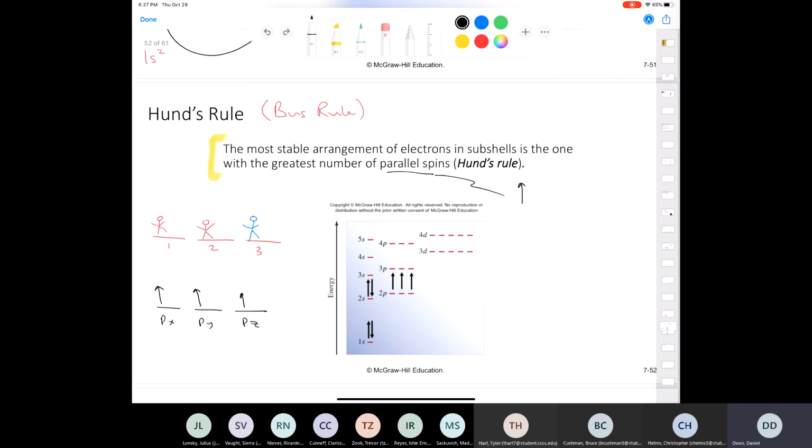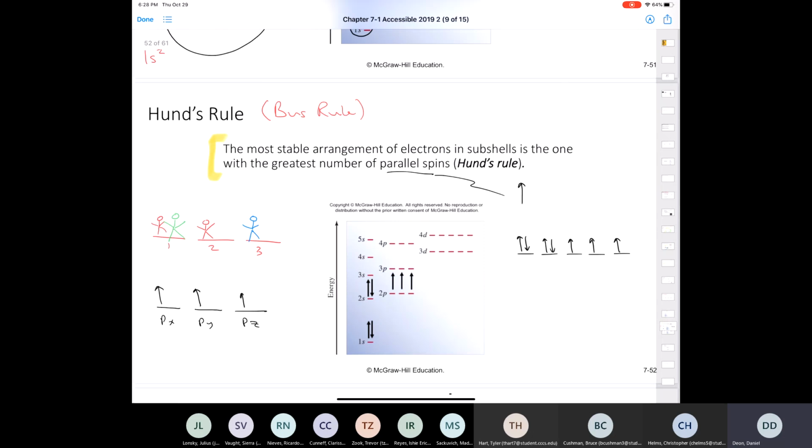So let's say you had 5 d orbitals. If you had 4 electrons, you always start like this: 1, 2, 3, 4. If you had a 5th electron, you'd put it here. That's the greatest number of parallel spins possible, which is 5. Only once each one of these orbitals, each one of these seats, is half filled, then finally, if you were the next person, what would you do? You'd be like, I'm going to sit next to somebody. That's the only time you would go sit next to somebody. So once all the orbitals are half filled, that's when you can start putting more electrons in like that. So that's Hund's rule.